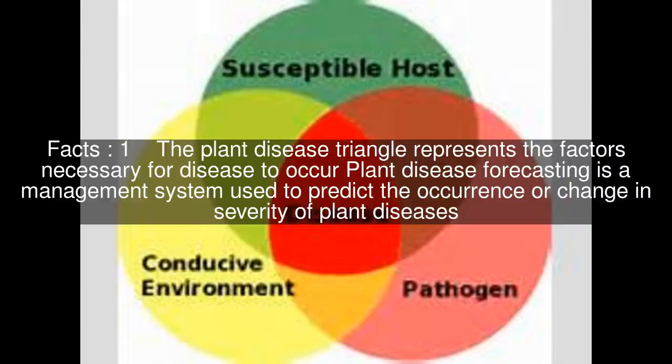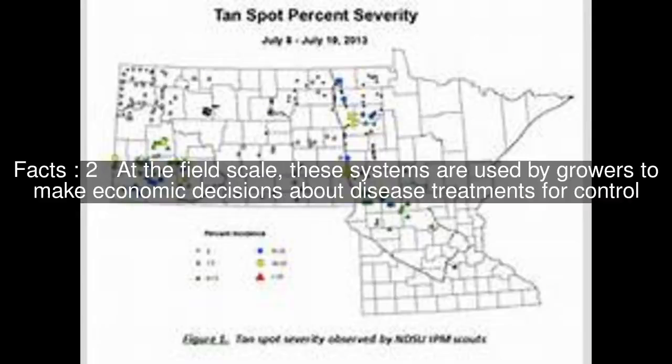The plant disease triangle represents the factors necessary for disease to occur. Plant disease forecasting is a management system used to predict the occurrence or change in severity of plant diseases. At the field scale, these systems are used by growers to make economic decisions about disease treatments for control.